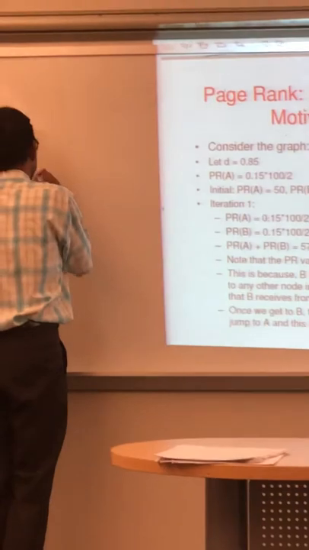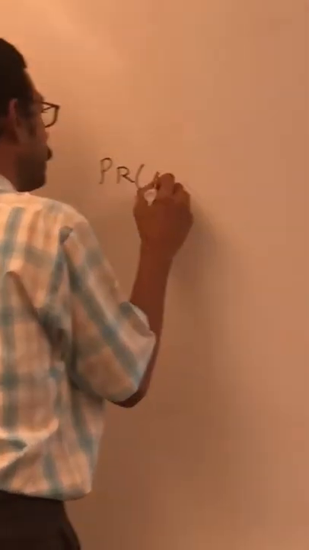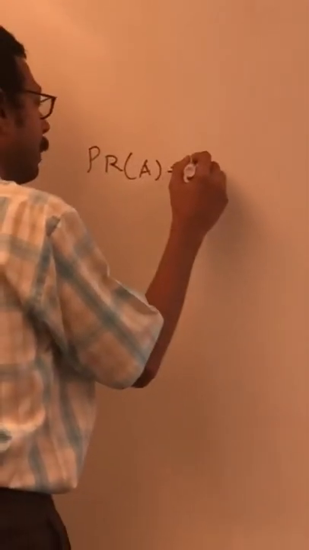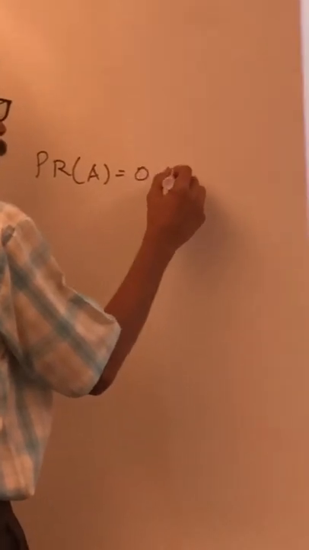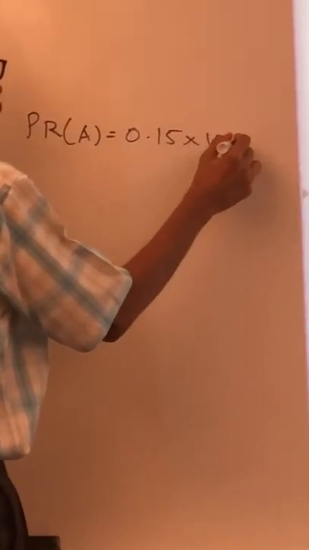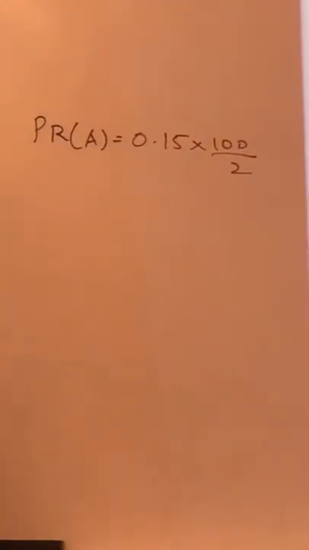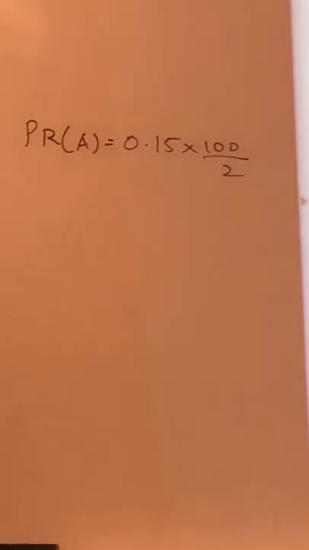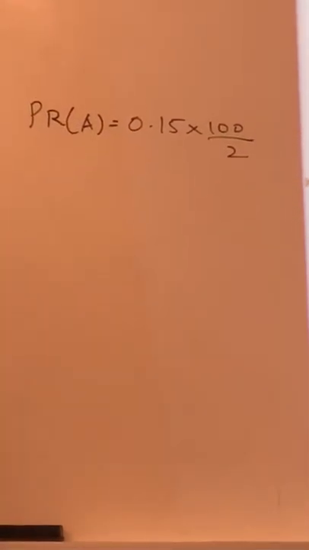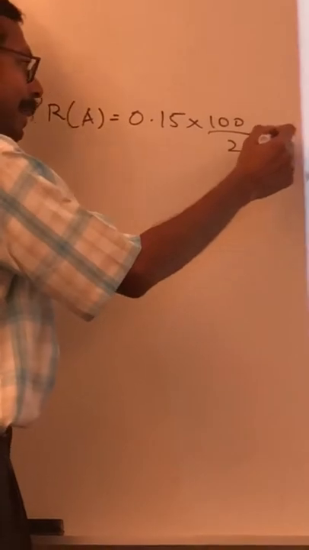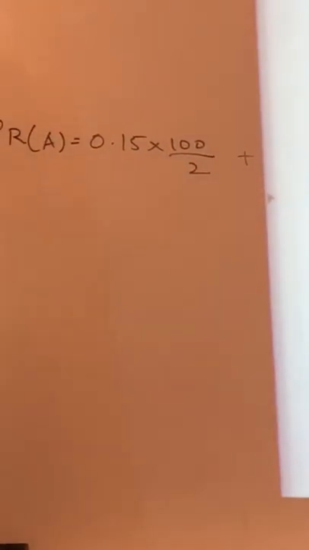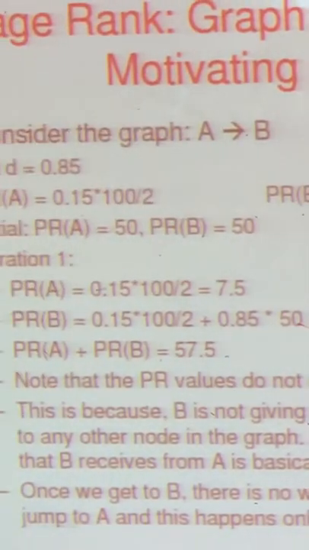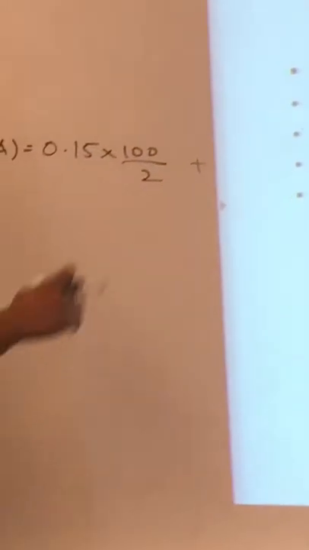So the PageRank of A based on this formulation is going to be, the first term is 1 minus d, so it is 0.15 times 100 divided by 2, there are only 2 pages. And A doesn't have any incoming edge, so would A have the second term? There's no incoming edge to A, right? So you don't have the second term. So it's just this.